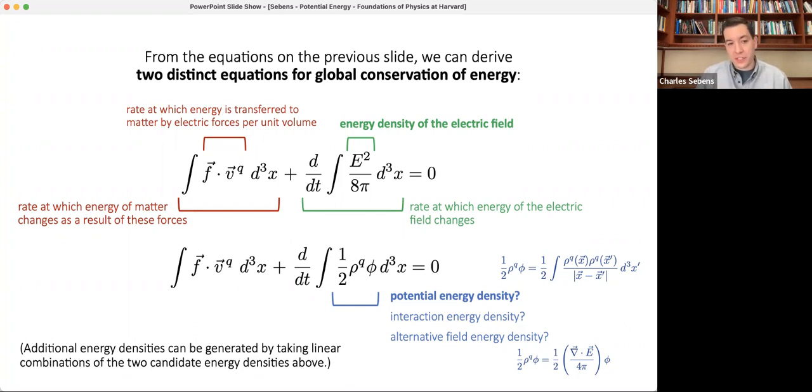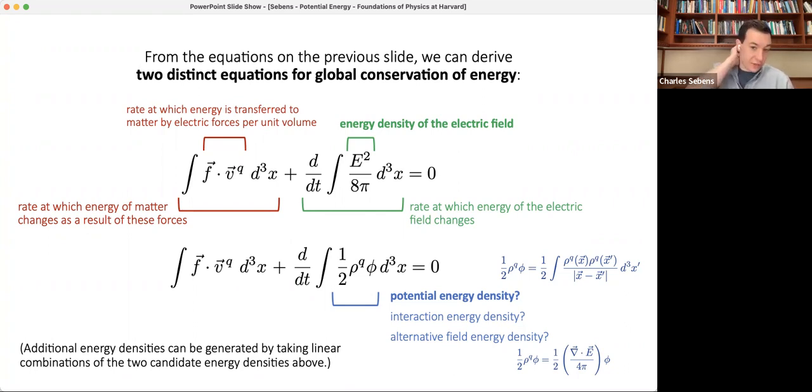Then the equation for conservation of energy would say when you add up the rate at which the energy of matter changes and the energy of the electric field changes, there's no change in energy overall. Overall energy is conserved. So that's one option for global conservation of energy in electrostatics. But that used a different energy density than the one we saw before. Before we had that potential energy density. This doesn't have a potential energy density. It has an energy density of the electric field, E squared over 8 pi.